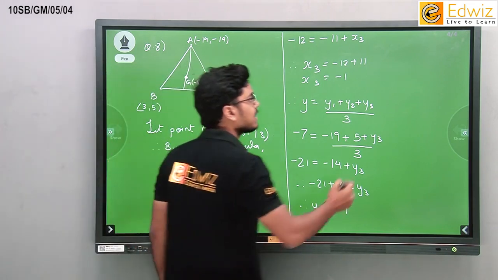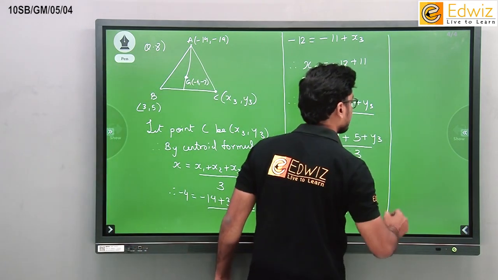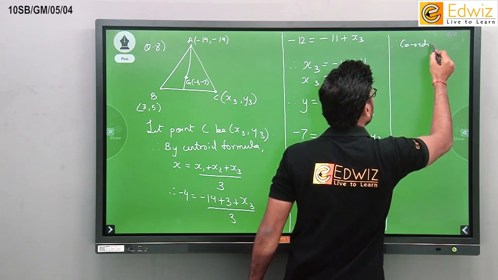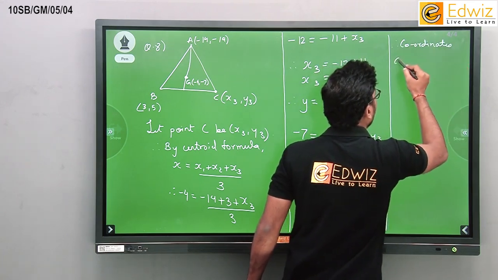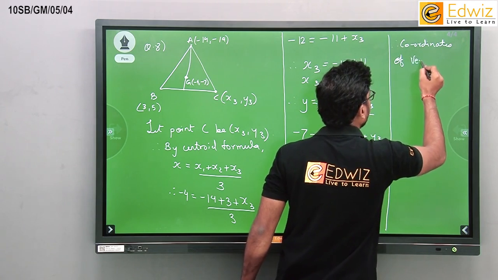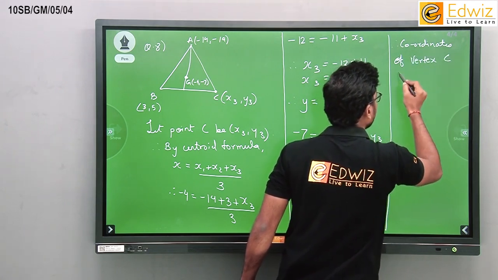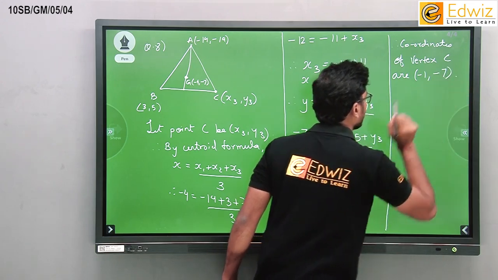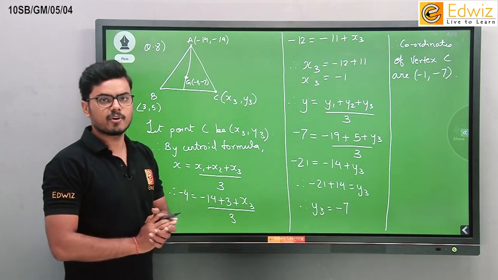ठीक है? So we'll write the answer as a statement. Therefore, coordinates of vertex C are minus 1 comma minus 7. That's it. So easy enough for you.